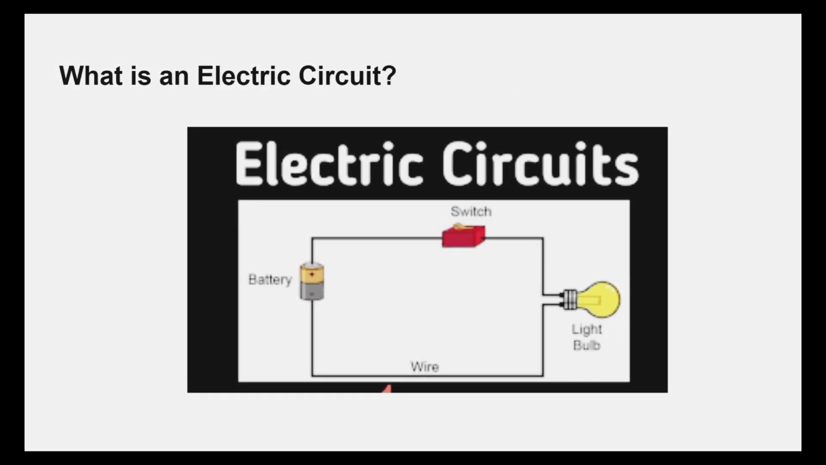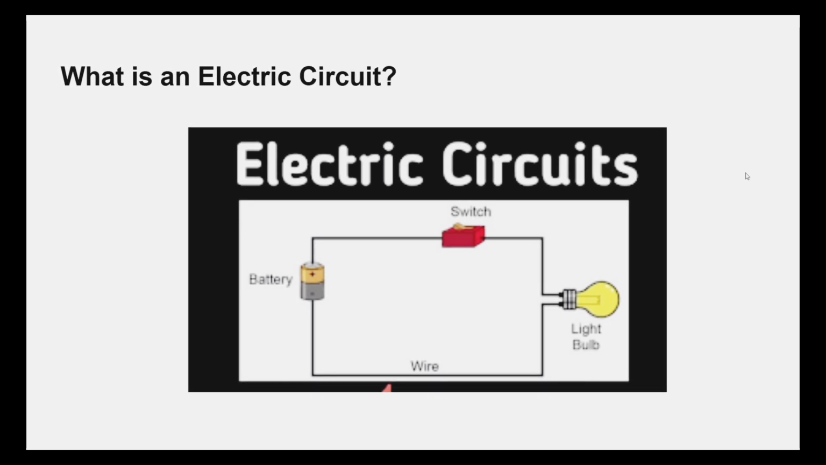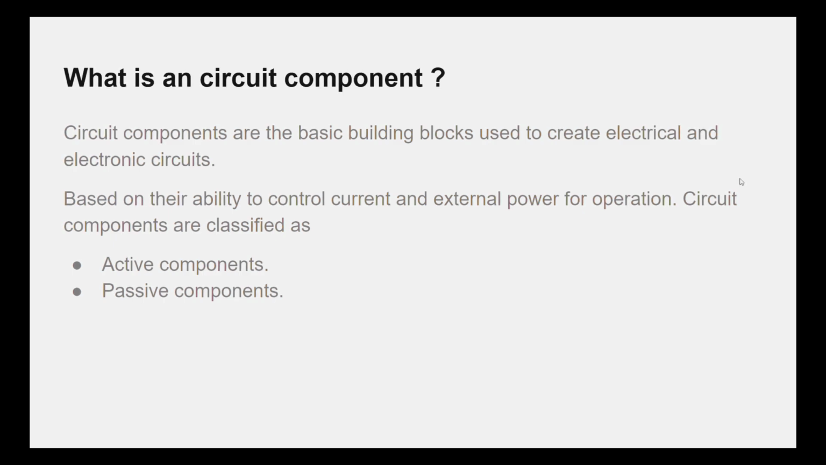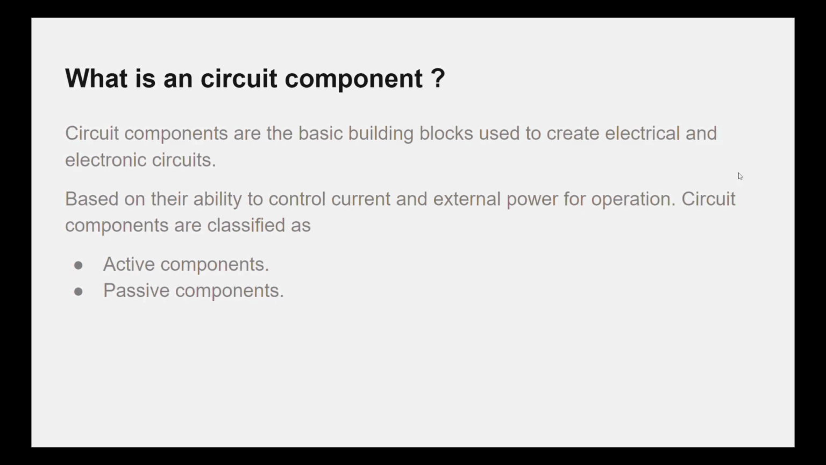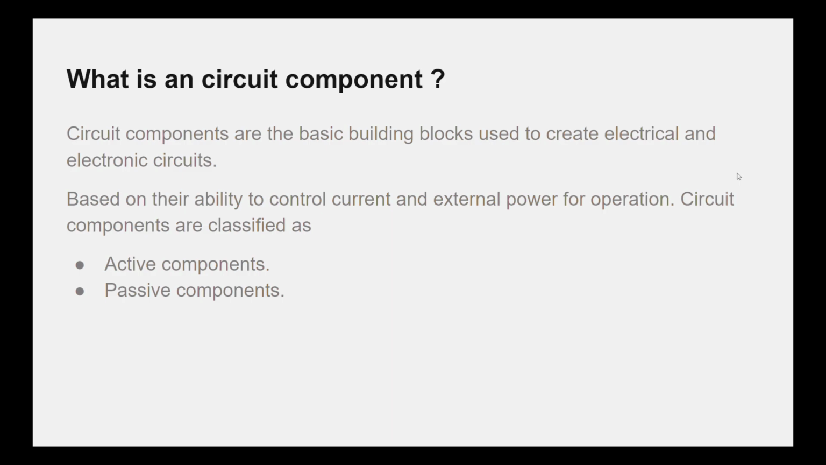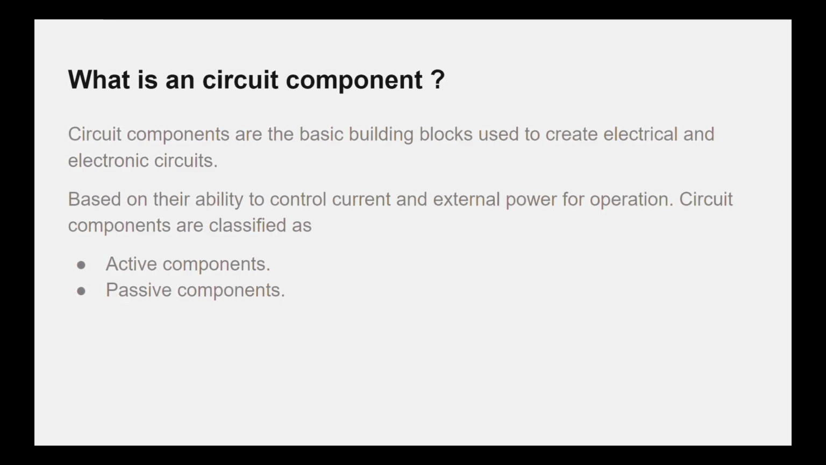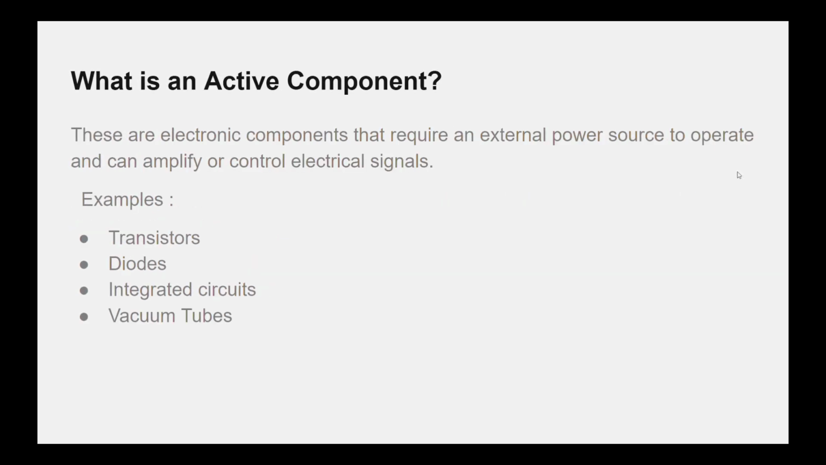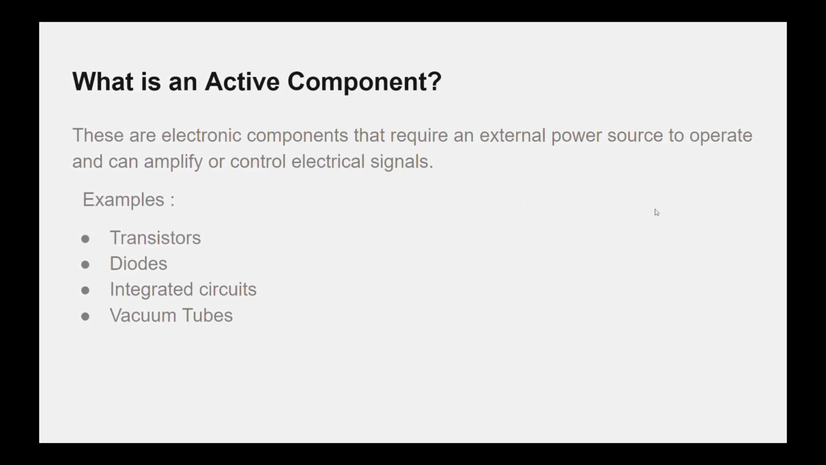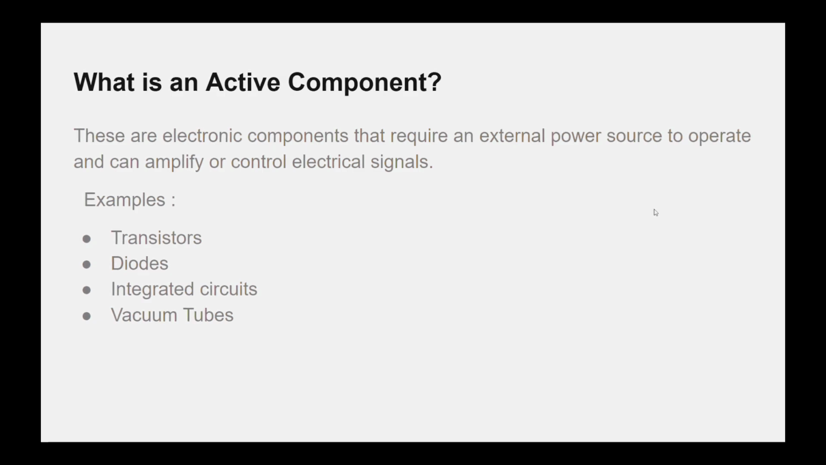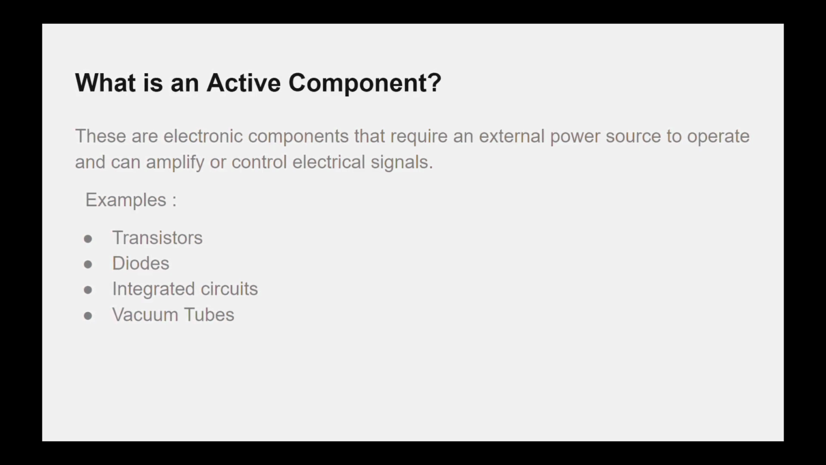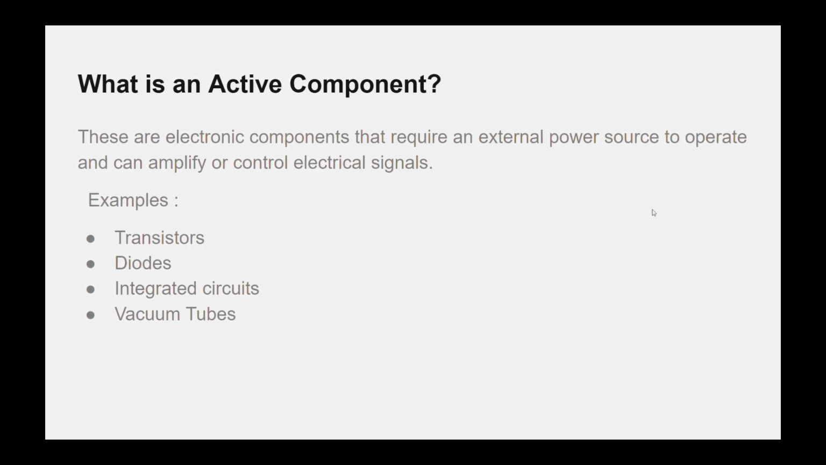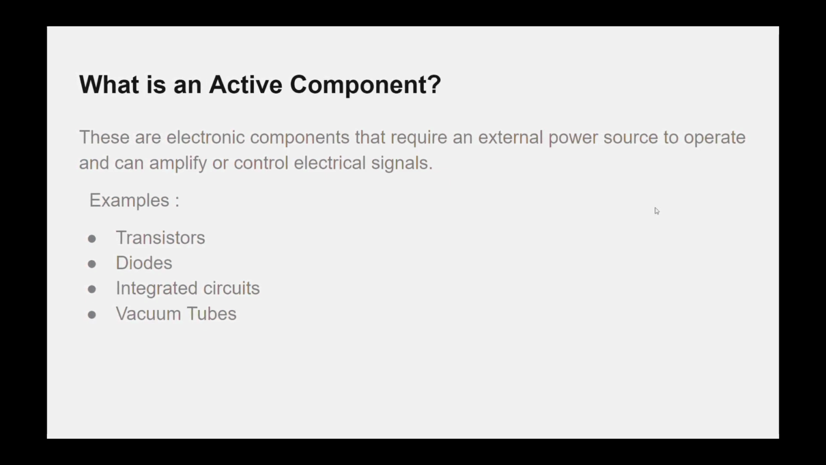So before jumping to active and passive components, we need to know what is a circuit component. It is the basic building block used to create electrical and electronic circuits. Depending on the characteristics and the role which they play, they are classified into active and passive components. Coming on to the active components, they are the electronic components that require an external power source to operate. Transistors, diodes, integrated circuits, vacuum tubes serve as examples for active components.